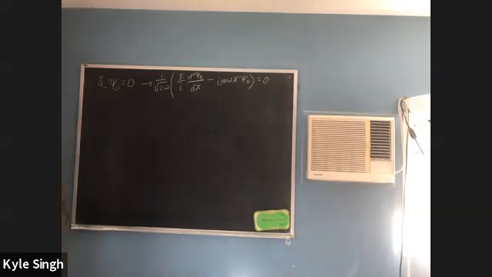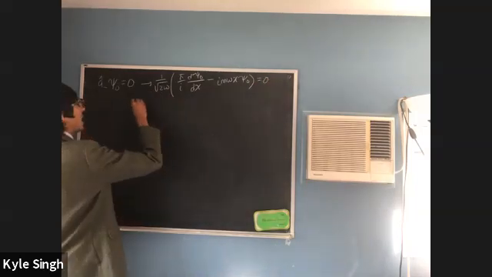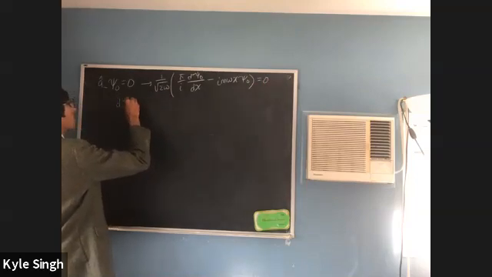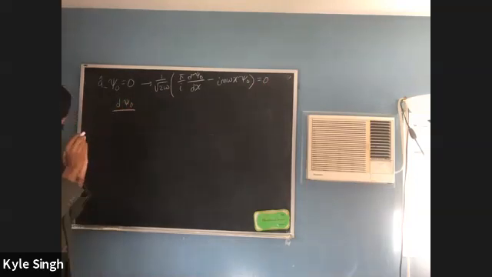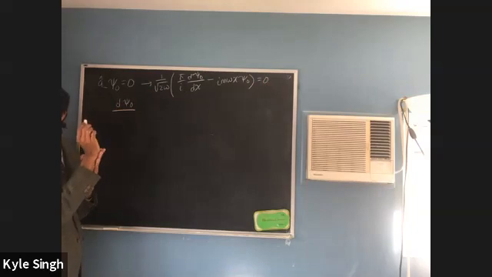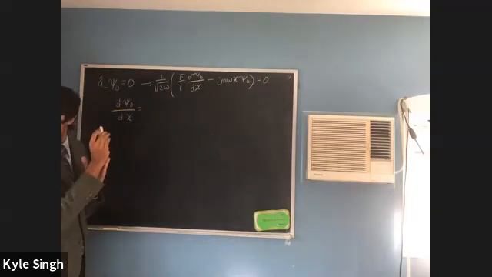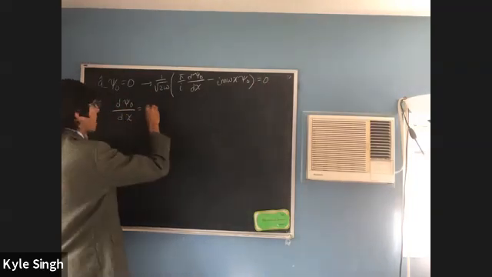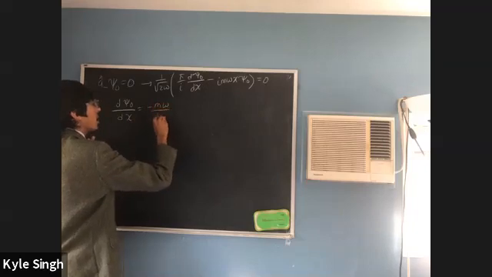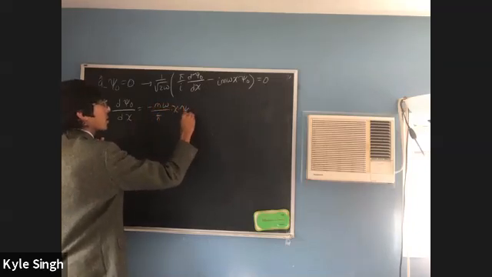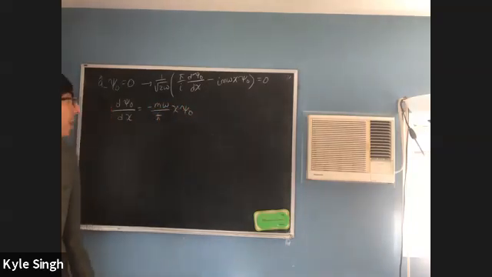And doing some algebra, I get this thing. d psi 0 dx equals minus m omega over h bar x psi naught. Let me just make sure that's right.